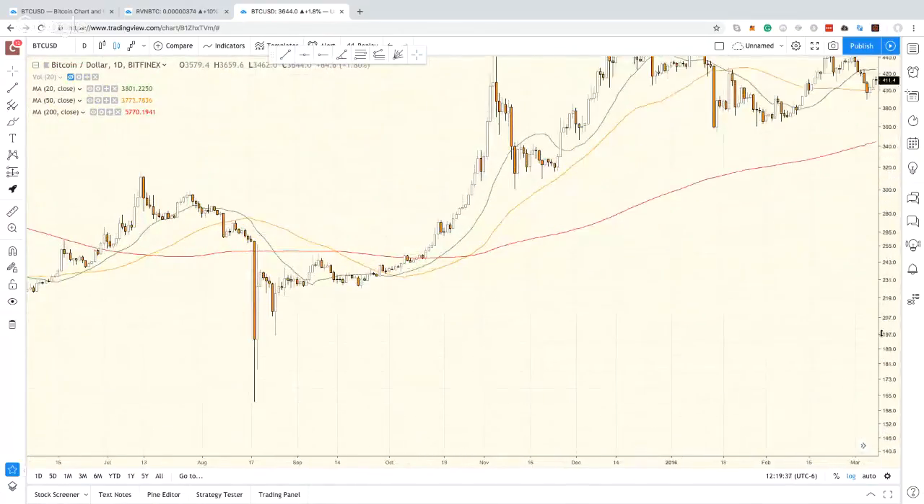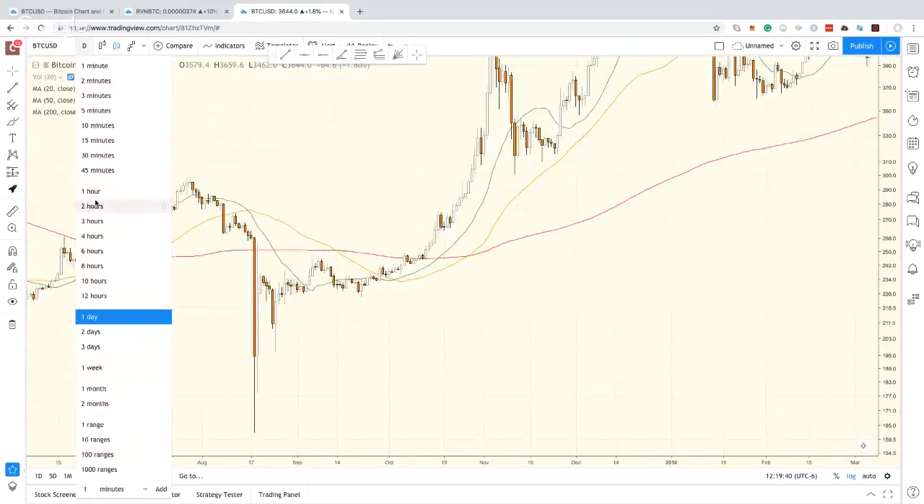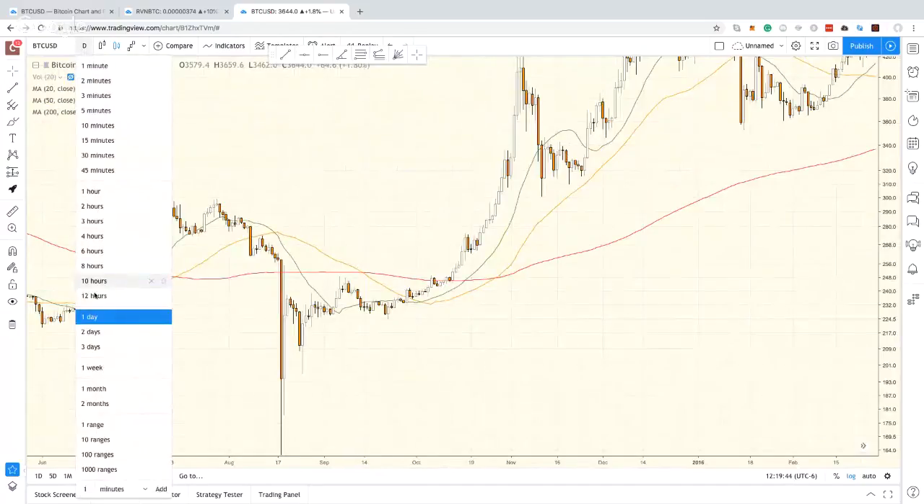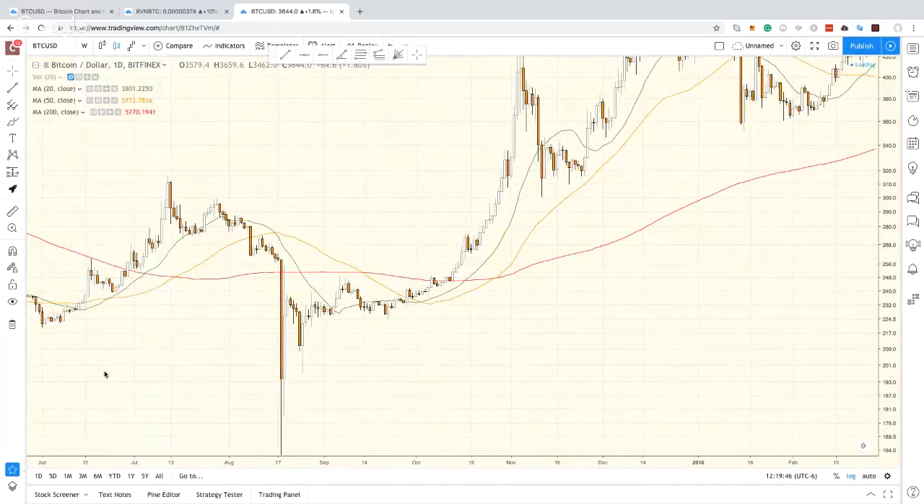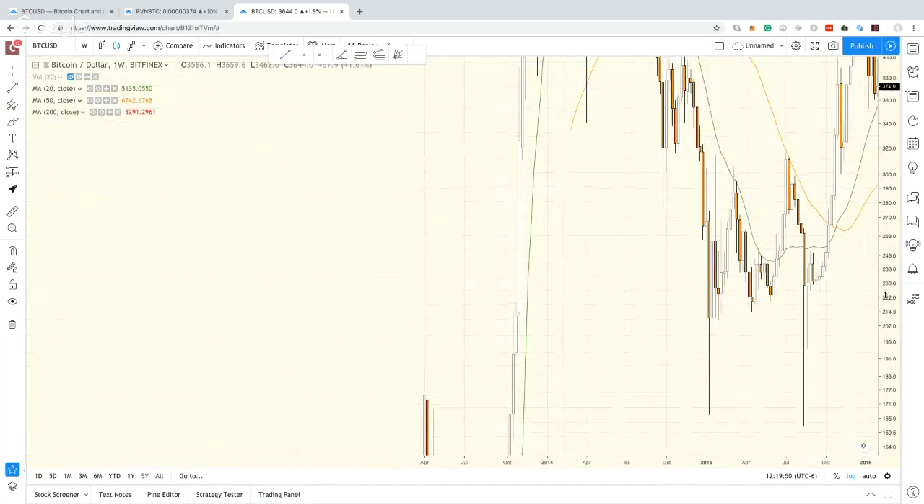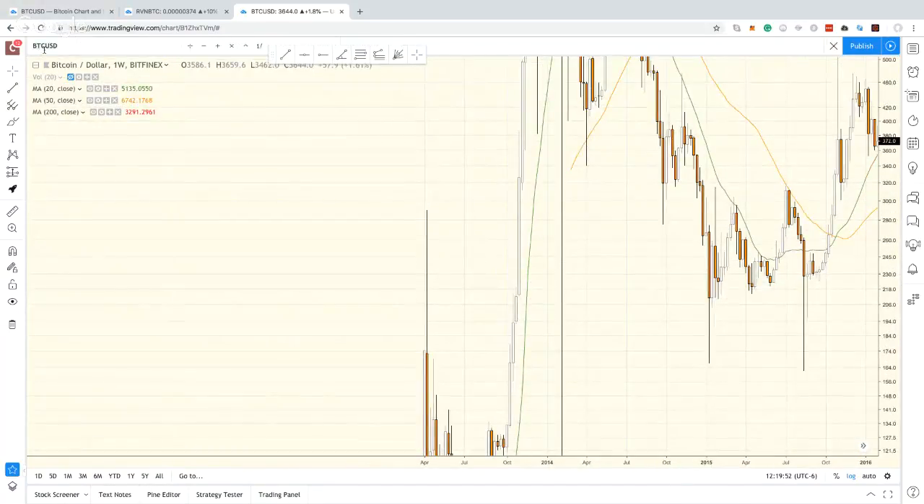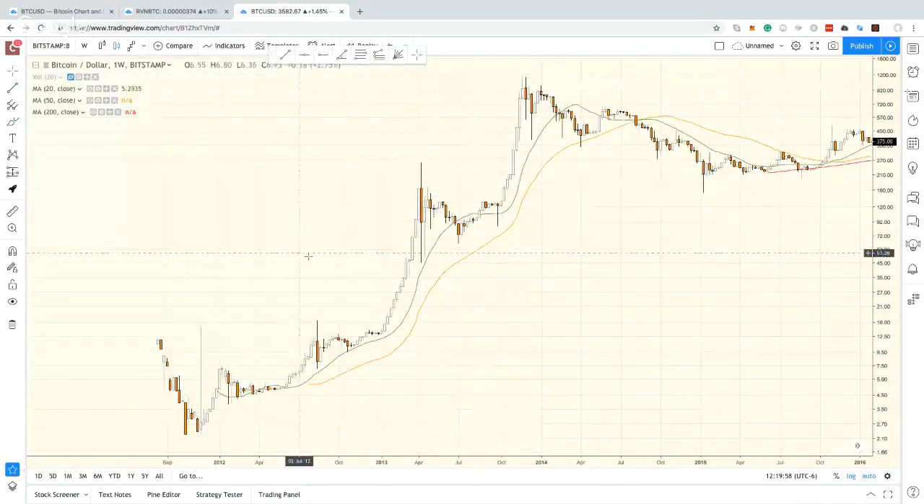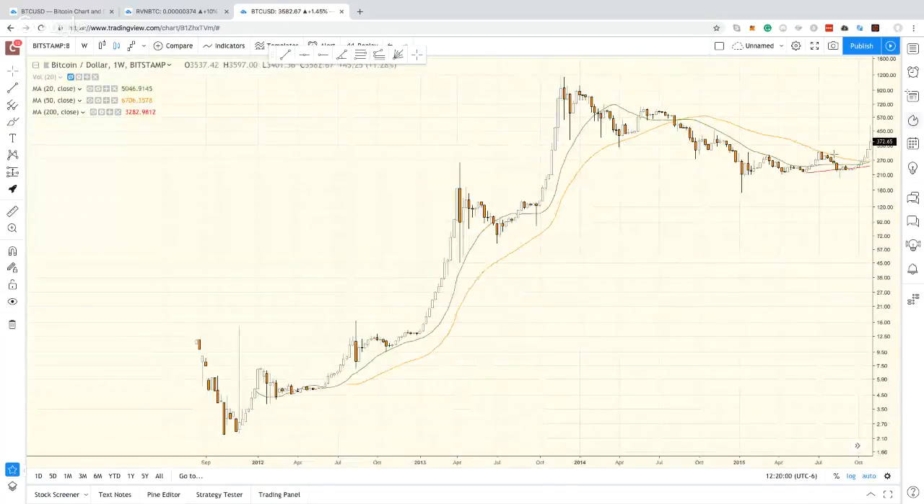This is the daily. You can use it in the 1 hour time frame, in the 4 hour time frame. I recommend to use it in the 4, 12, and 1 day, and also the weekly. We're going to review the weekly as well. I'm just going to go to Bitstamp because we have more data over there. So here it is. This is 2012.